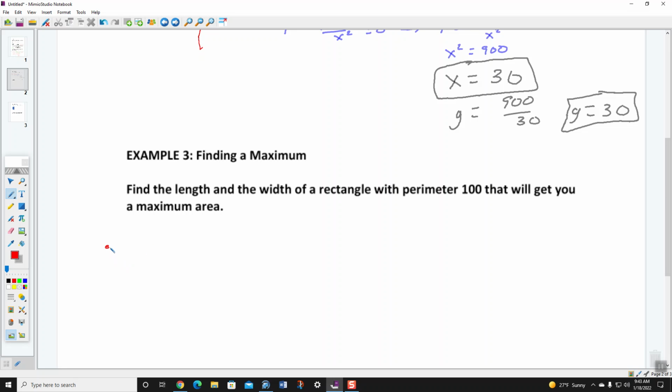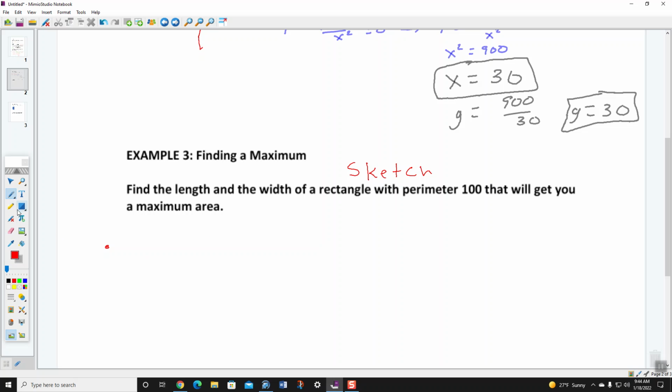Okay, let's talk about this one right here. Number 3. Maybe make this example up here, finding a maximum. This one, you're probably going to want to make a sketch of. How about a volunteer to read example 3 for me? Find the length and the width of a rectangle with perimeter 100 that will get you a maximum area.